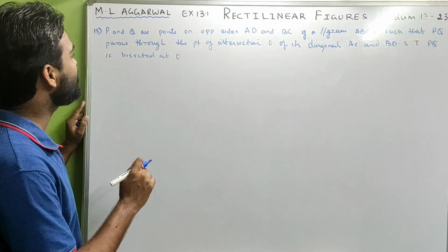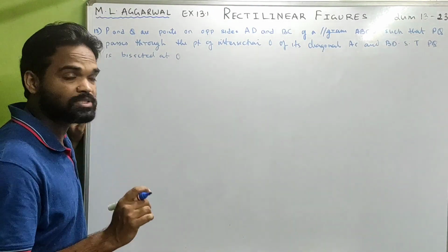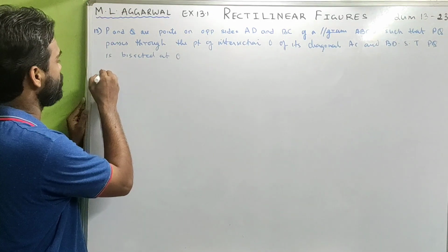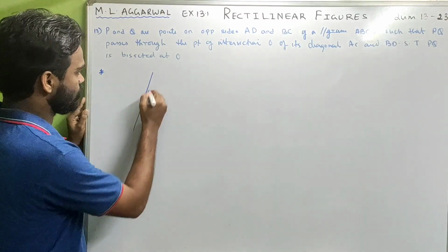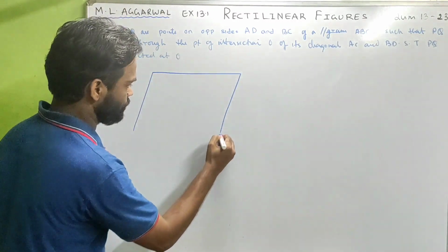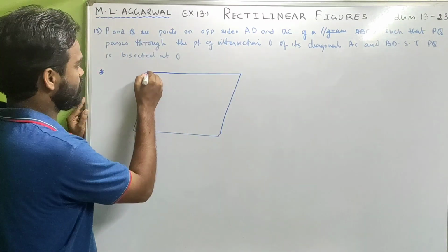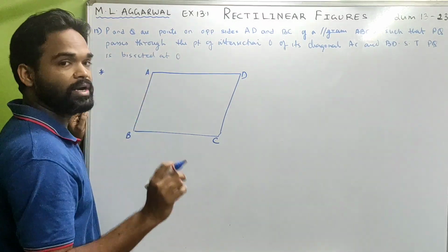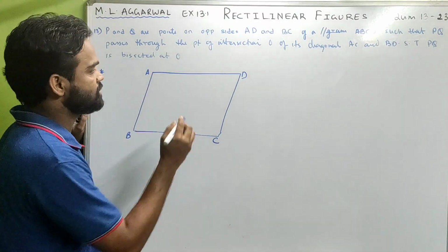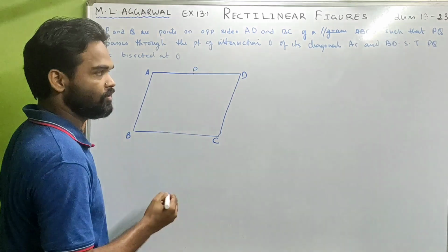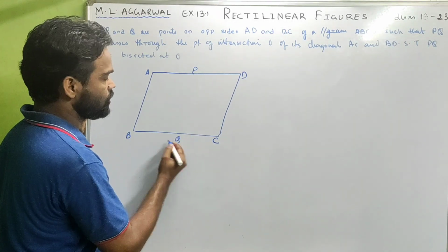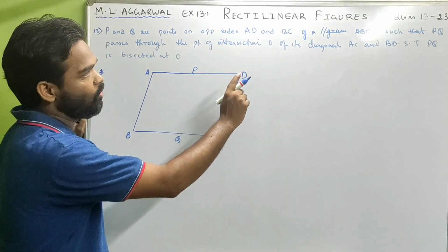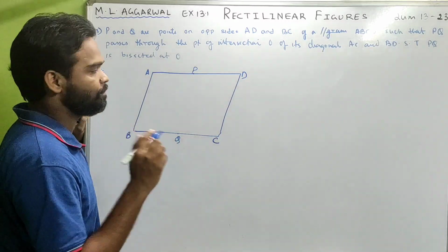Just look over here. P and Q are points on opposite sides AD and BC of a parallelogram. So first draw the diagram, that is the most important thing. So we'll draw a parallelogram A, B, C, D. They told P and Q are points on opposite sides AD and BC. So suppose over here you have P, over here you have Q. Such that PQ passes through the point of intersection O of its diagonal AC and BD.